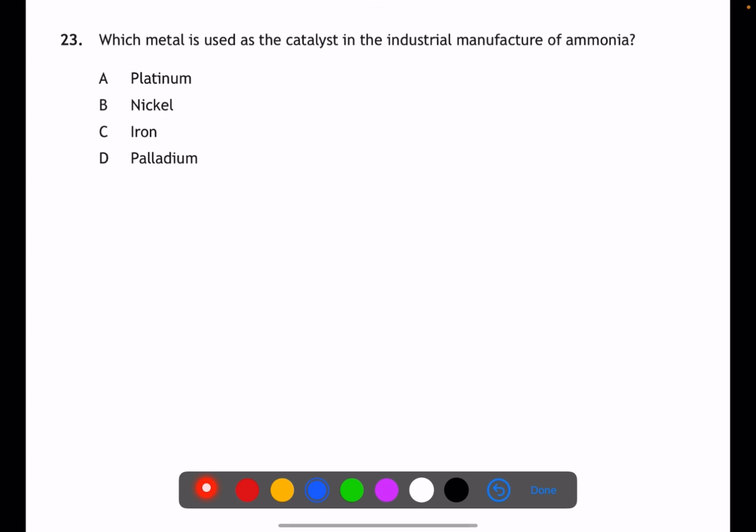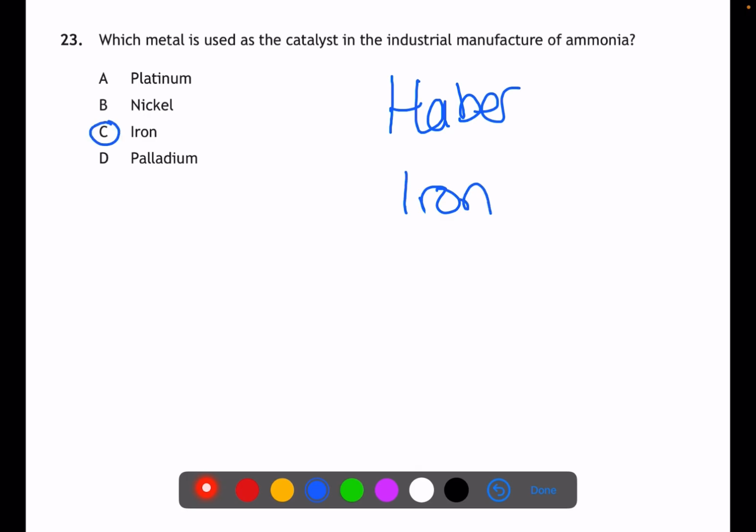Question 23. Which metal is used as the catalyst in the industrial manufacture of ammonia? So to make ammonia, we use the Haber process, and in the Haber process, we use iron as the catalyst. C.